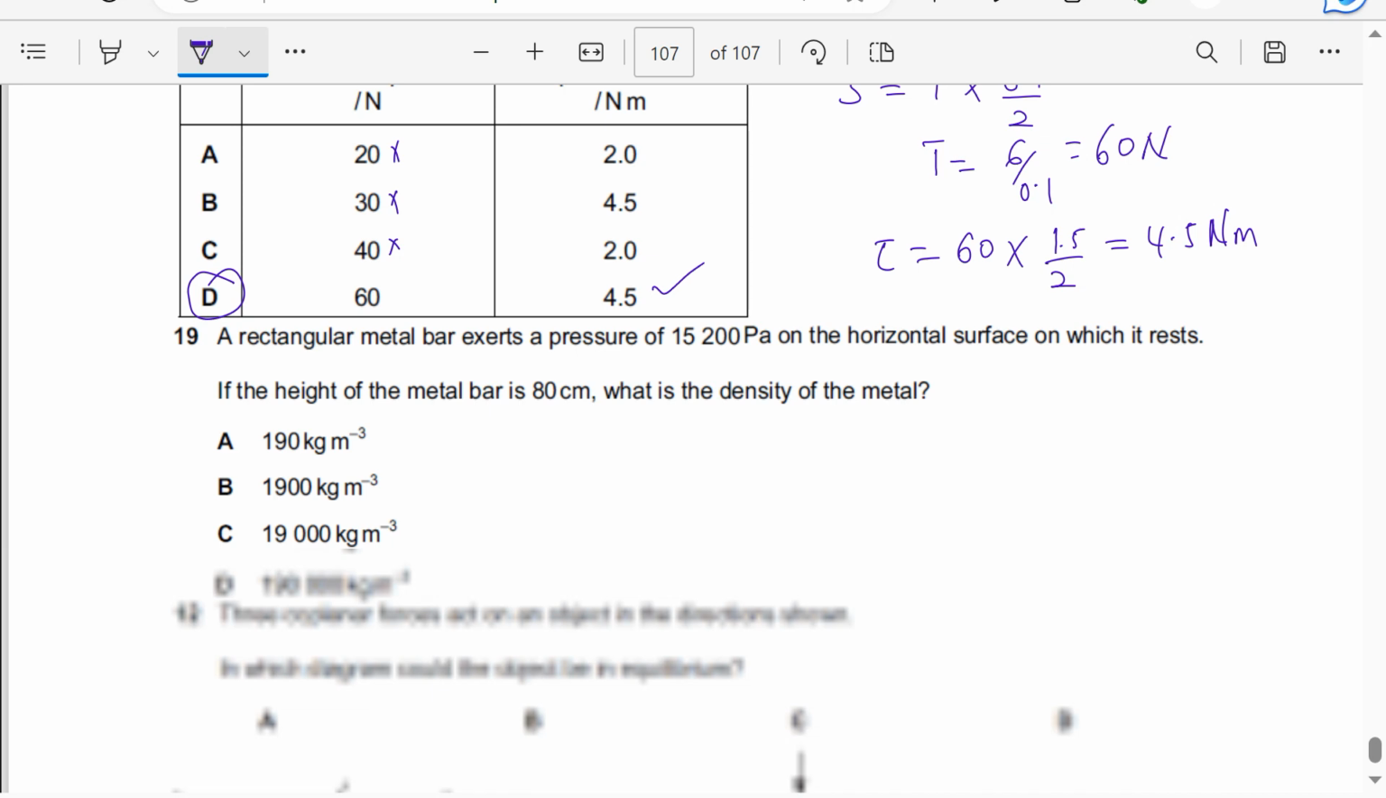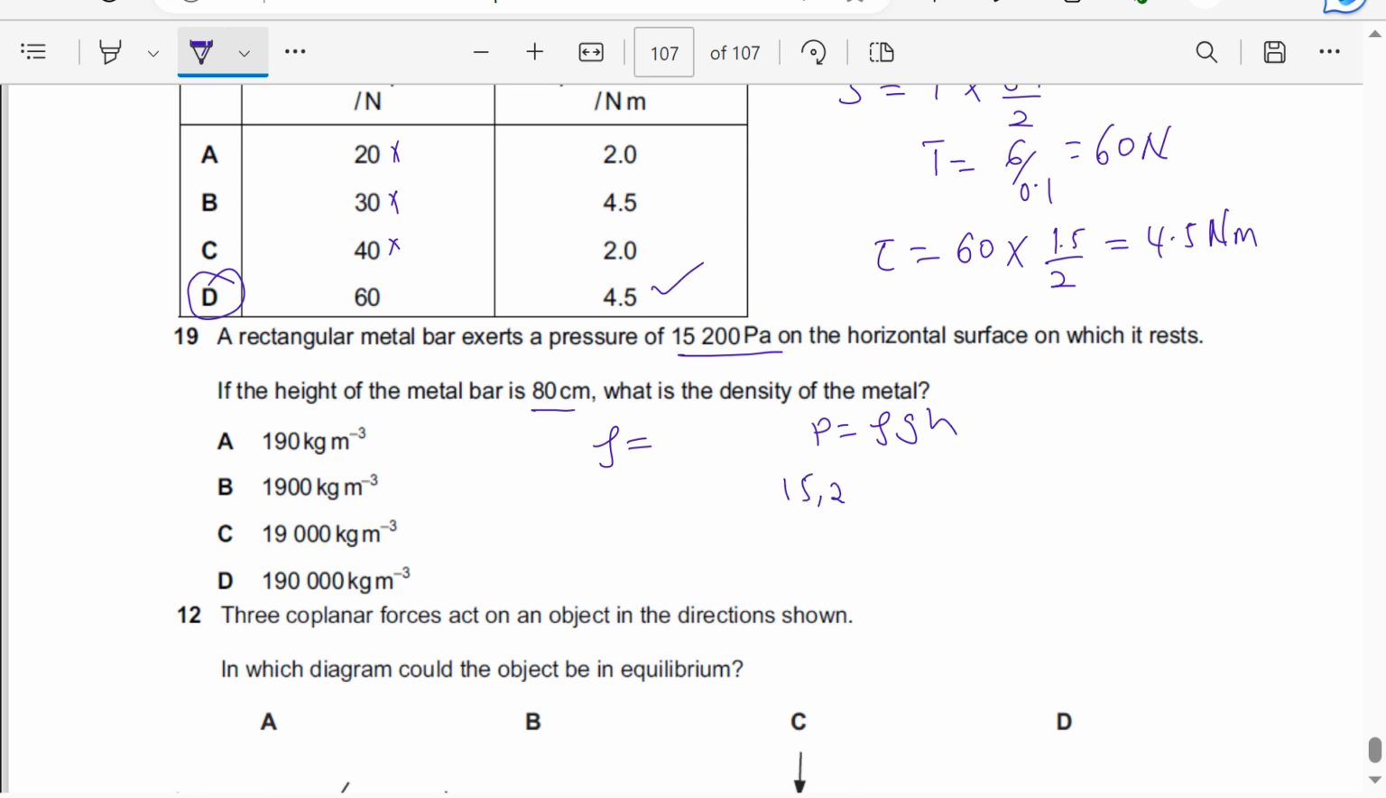A rectangular metal bar exerts a pressure of 15,200 pascals on the horizontal surface on which it rests. If the height of the metal bar is 80 centimeters, what is the density of the metal? Pressure is density times g times h. So the pressure is 15,200, this will be the density, g is 9.81, times the height, which is 80 centimeters, so that is 80 times 10 to the power minus 2.